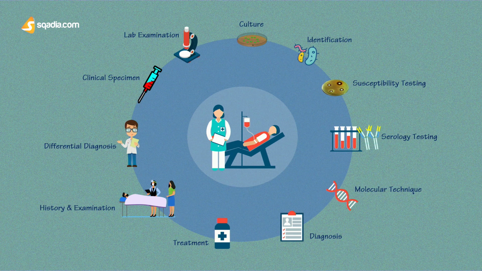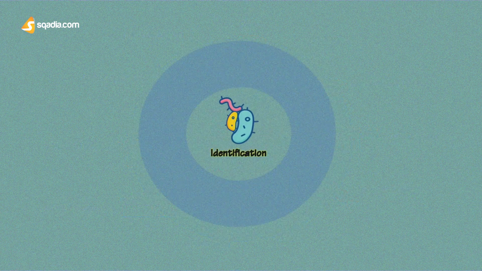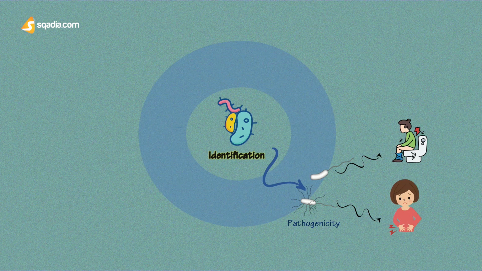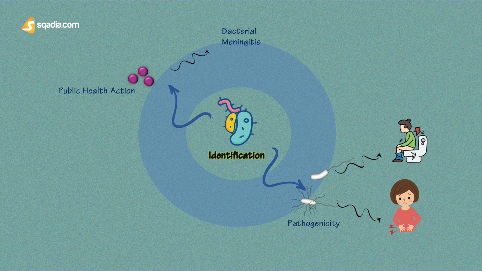Now, how do you identify the different pathogens? Identification predicts the pathogenicity, such as Vibrio cholerae causes severe watery diarrhea, whereas Shigella sonnei infection is usually mild. Identification of organisms should prompt public health action. For example, the contact tracing of a patient found to have meningococcal meningitis is very, very important.